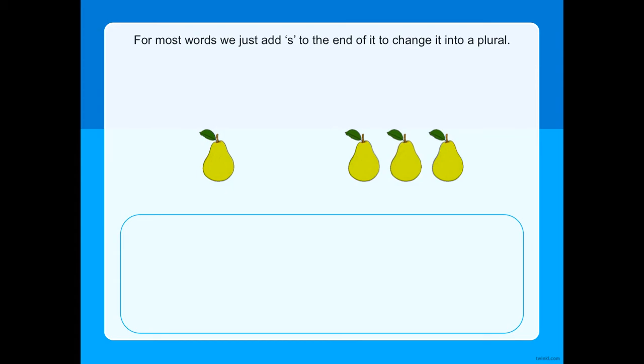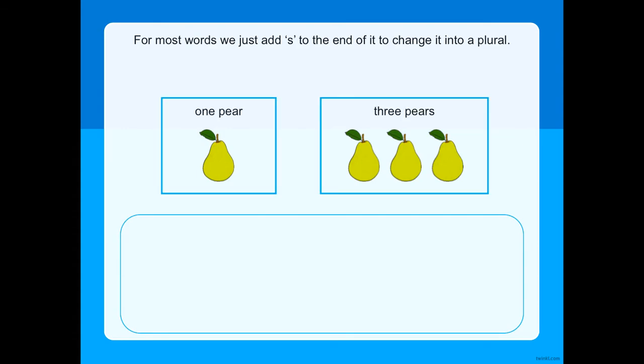This is a nice, easy rule for today. A bit like when we learnt about using the suffixes ing and ed, where we could just pop it on the end of the words. For lots of words, when we're changing them from singular, meaning one, to plural, being more than one, we just pop an S on the end. So we've got 1 pear, 3 pears. The S has been added to the end of the word. This is a suffix here.